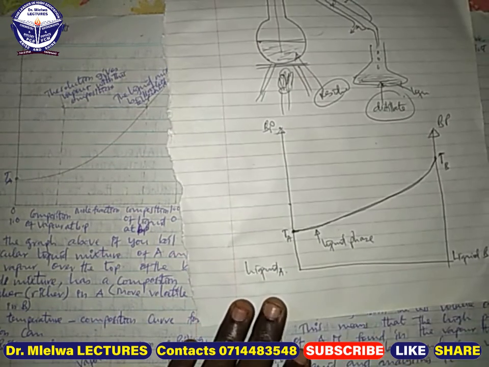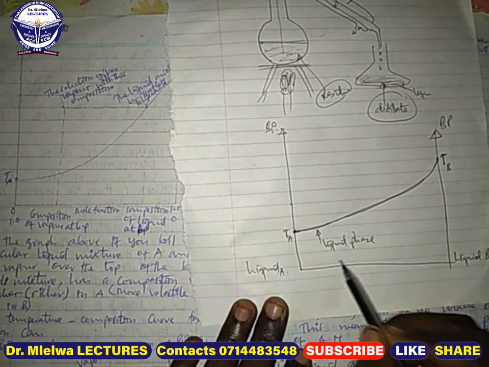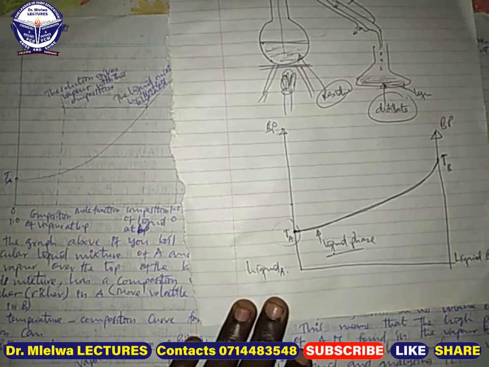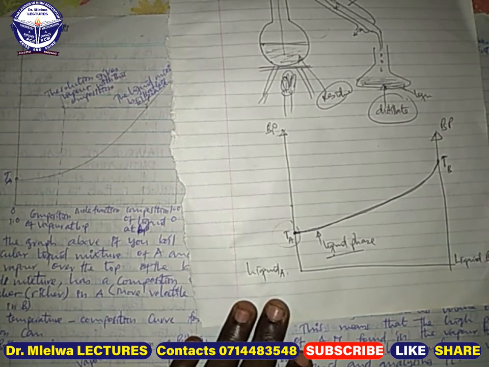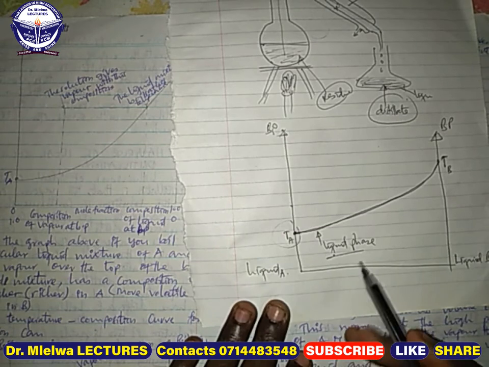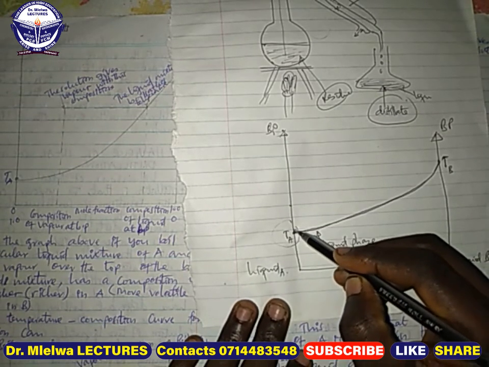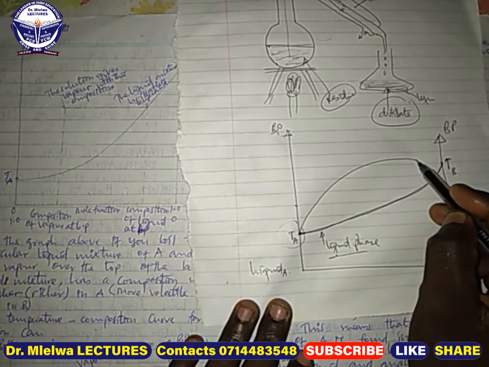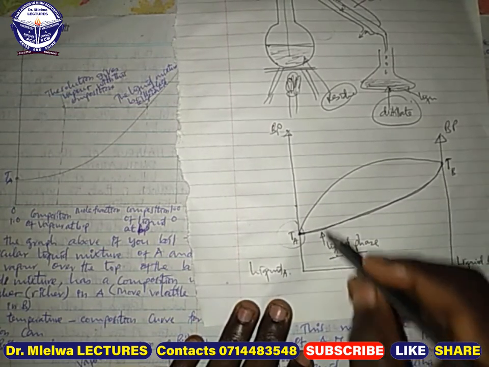So what is important for you to understand here is that in the liquid phase, as temperature increases, A inabakia kwa chache. Kwa sababu gani? Ina escape faster, yenye ni more volatile, ina escape faster kuliko B. Lakini in the vapor phase, A itakuwa inaongezeka faster kuliko nani? Kuliko B.